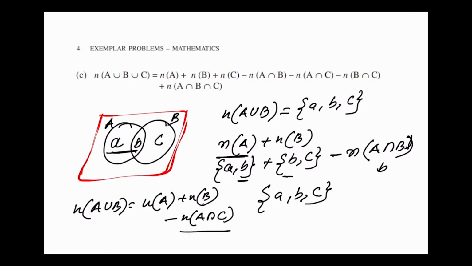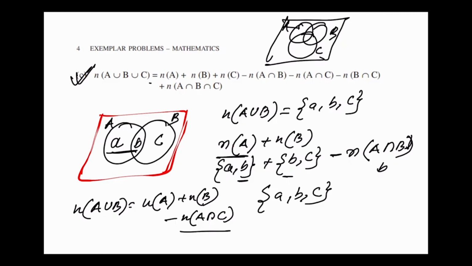Now for three sets also we have a formula, like A, B, C. So n of A union B union C is nothing but n of A plus n of B plus n of C minus n of A intersection B, minus n of A intersection C, minus n of B intersection C, plus n of A intersection B intersection C. Okay.